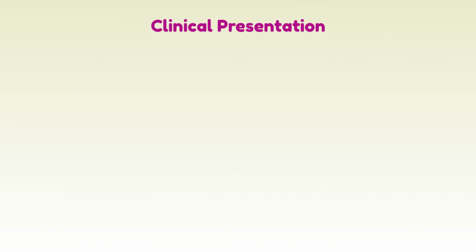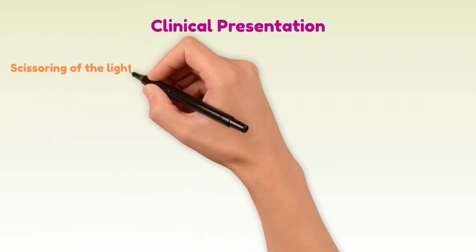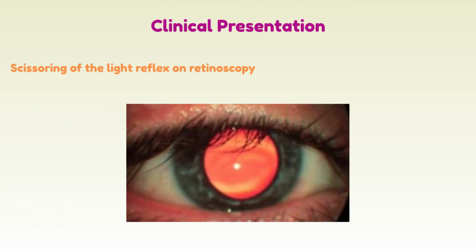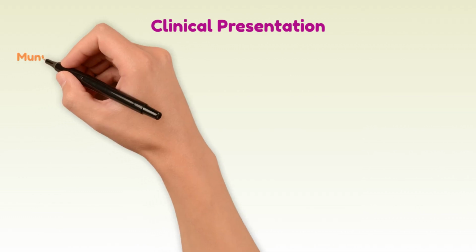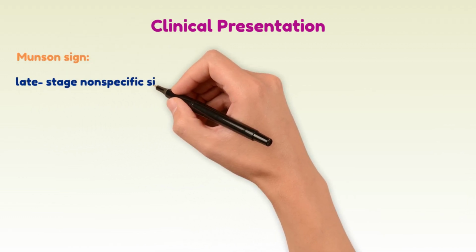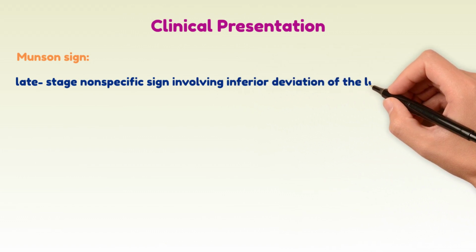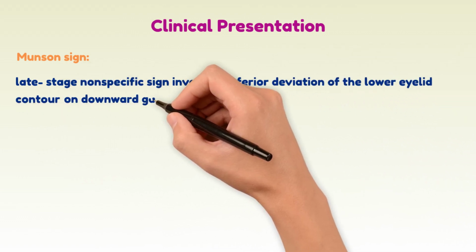A thorough and complete eye exam should be performed on any patient suspected of having keratoconus. Common signs of keratoconus include scissoring of the light reflex on retinoscopy. It is an early but nonspecific sign commonly associated with irregular astigmatism. Munson sign is a late-stage nonspecific sign involving inferior deviation of the lower eyelid contour on down gaze.